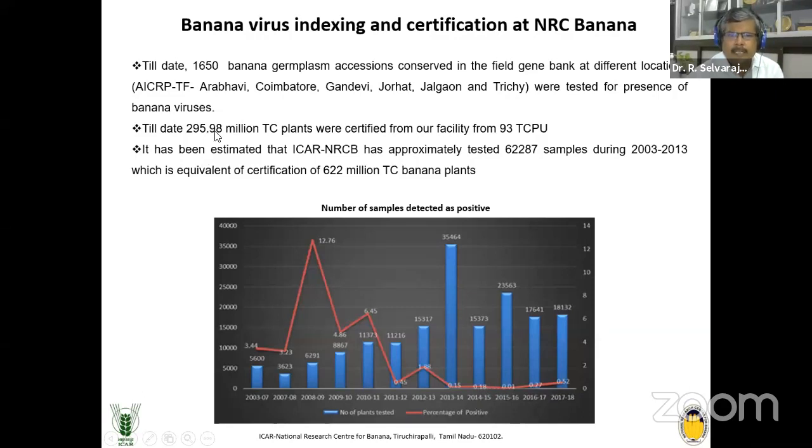Around 300 million tissue culture plants we certified from 93 tissue culture producing companies. But before that, we were testing, but we were not issuing any certificate. If you count that, it is equivalent to 622 million tissue culture plants. Totally around 1 billion tissue culture banana plants we have certified, I would say. So that's one of the biggest achievements of our center. And we are even now doing testing, not as an accredited lab, but we get a lot of samples and we test.